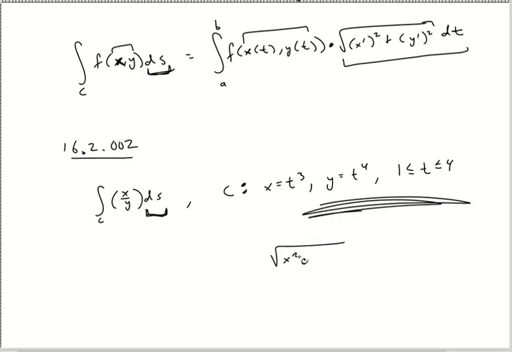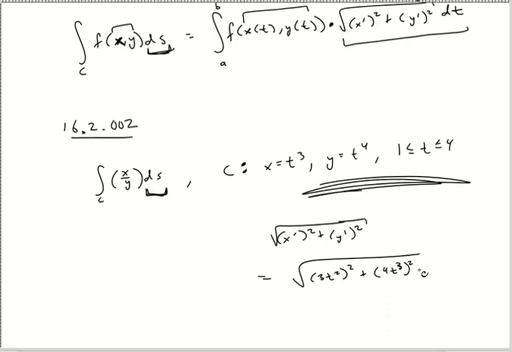Remember that it's x prime squared, and then y prime squared. So what are my derivatives of this stuff? Well, it's pretty easy. The 3 comes down, so you've got (3t squared) squared, and then the 4 comes down, so it's t cubed now, and that's still squared.